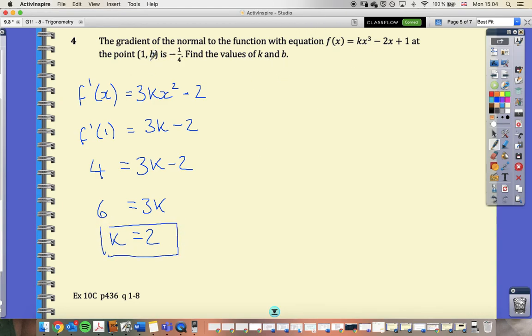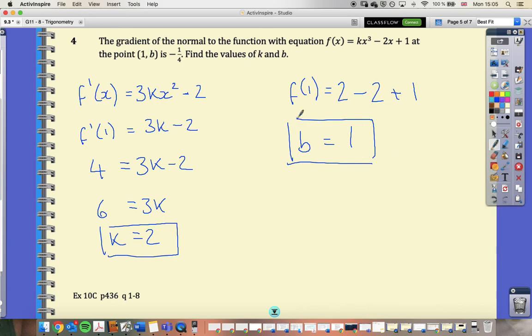Right, next, how are we going to get b? Well, if we've got our normal, it's meeting our curve at this point (1, b). So the way we'd find the y coordinate is we'd just substitute in the value 1. So k times, well, actually no, k as well, so that's 2 times 1 minus 2 times 1 plus 1. And that should equal b, shouldn't it? That should be our y value. So b is equal to 2 minus 2 plus 1. b is just 1. Okay.